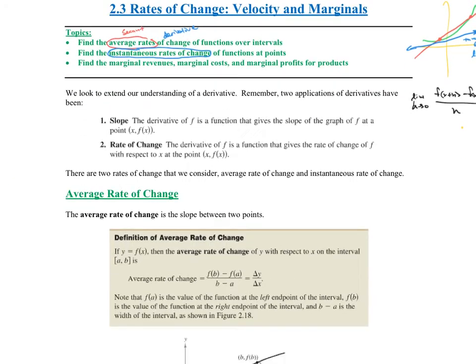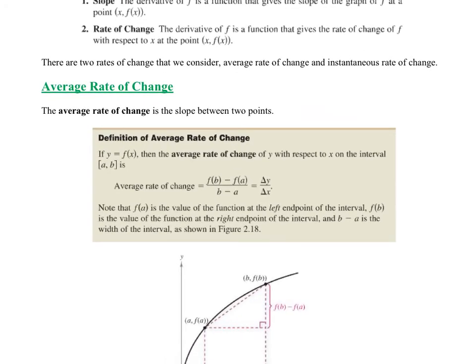So let's go ahead and look at this next one. It says average rate of change. The average rate of change is the slope between 2 points. Again, average rate of change is just the slope between 2 points. It's nice and easy. It's the change in y over the change in x. This is what you guys know as y2 minus y1 over x2 minus x1.